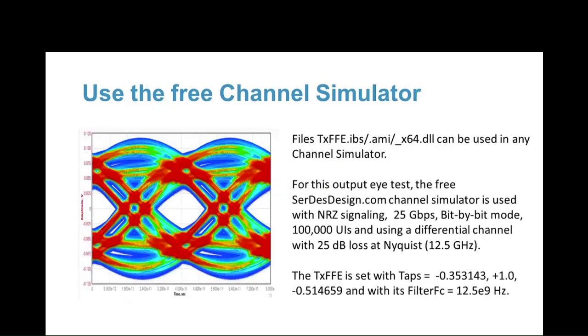So in using these transmit FFE files with the channel simulator, it was used with a channel that used NRZ signaling at 25 gigabits per second, bit-by-bit mode with 100,000 UIs, and using a differential channel with 25 dB loss at Nyquist, which is at 12.5 gigahertz. And the taps were set to the values that provided this optimal eye diagram.